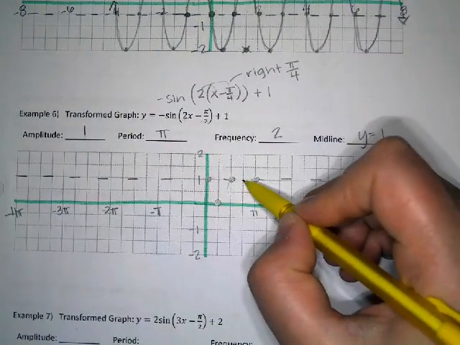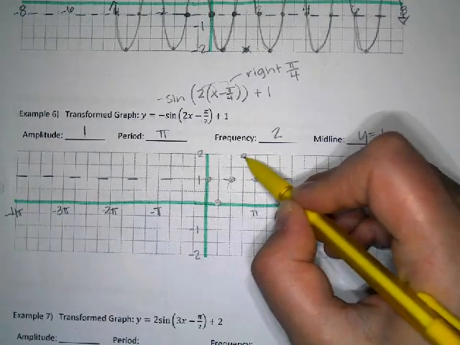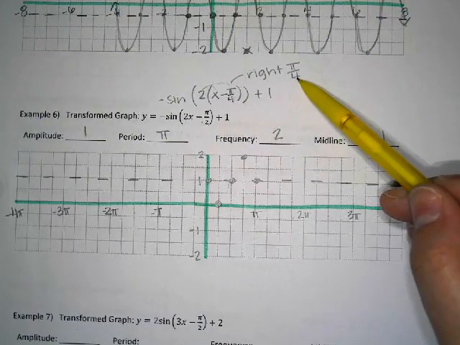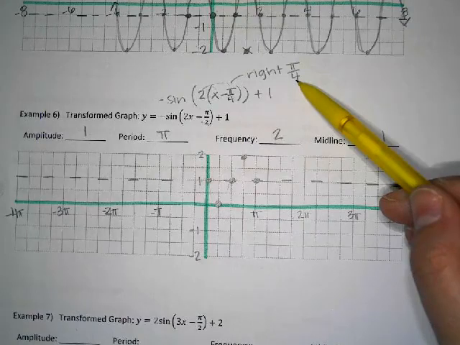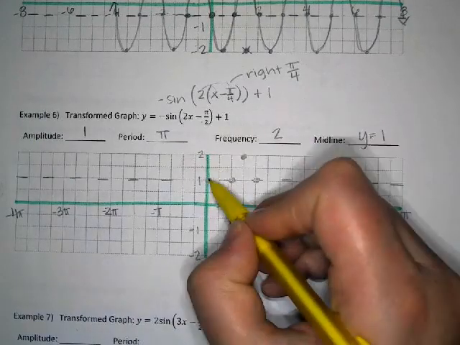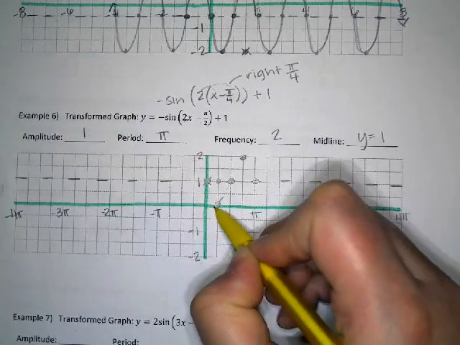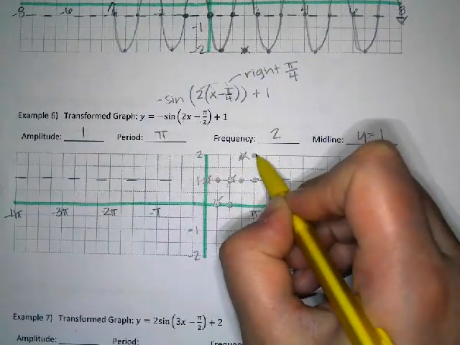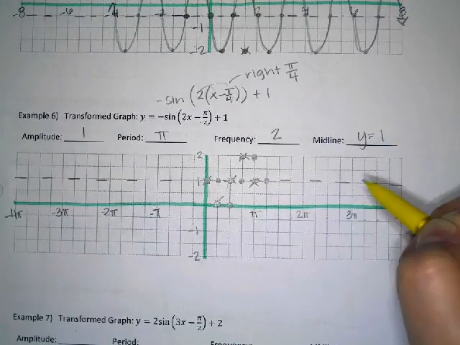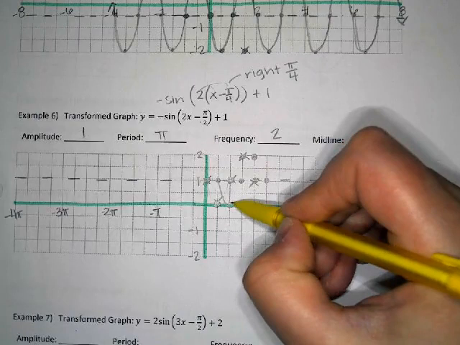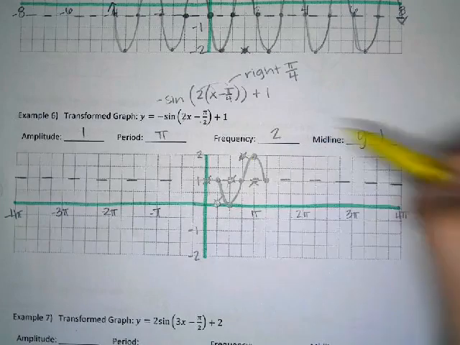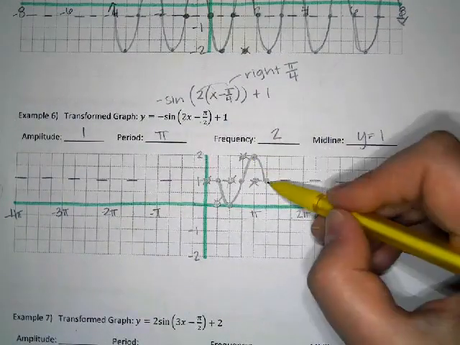Now I'm not going to draw that just yet because I have to shift to the right pi fourths. How many boxes do I shift to the right to do pi fourths? I shift 1 box to the right. So I'm going to shift 1 box to the right for each point. So there's the curve. It's up 2 boxes and over 1 box. So I'm just going to keep following that pattern.